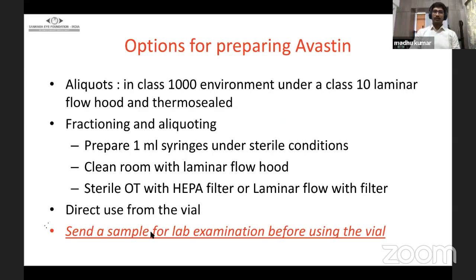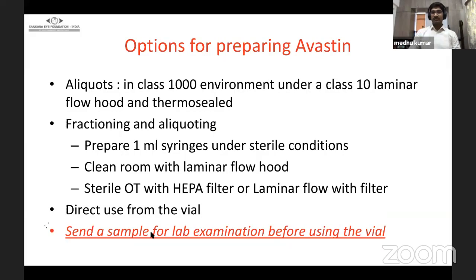What most of us follow is fractioning and aliquoting. We need to withdraw the drug in 1 ml tuberculin syringes in an air-tight environment. Use a three-way with a large bore needle poked into the vial, and then attach the two 1 cc syringes, withdraw, and then turn off the three-way so that the air does not contaminate. The clean room with the laminar flow hood is what is needed.